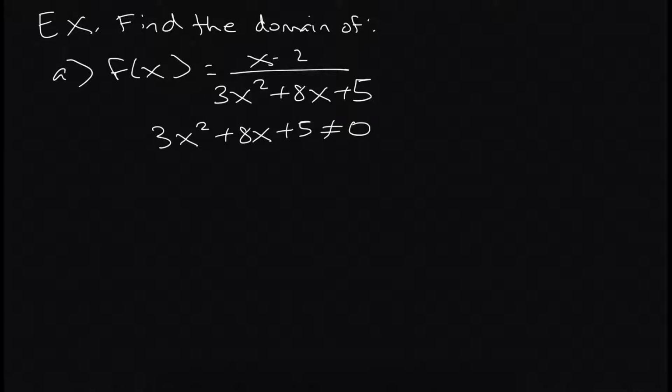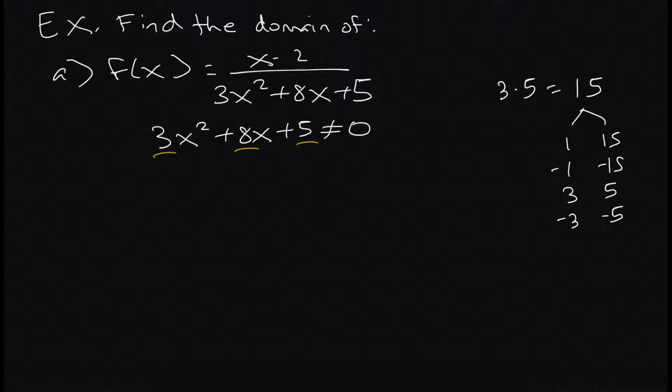In this case we need to look at, okay, we have a 3 and a 5 here, so we need factors of 3 times 5, which is 15, that add up to 8. So factors of 15, we could do 1 and 15, -1 and -15, 3 and 5, or -3 and -5. Now the only pair there that adds up to positive 8 is 3 and 5. So I'm going to go ahead and make use of those.